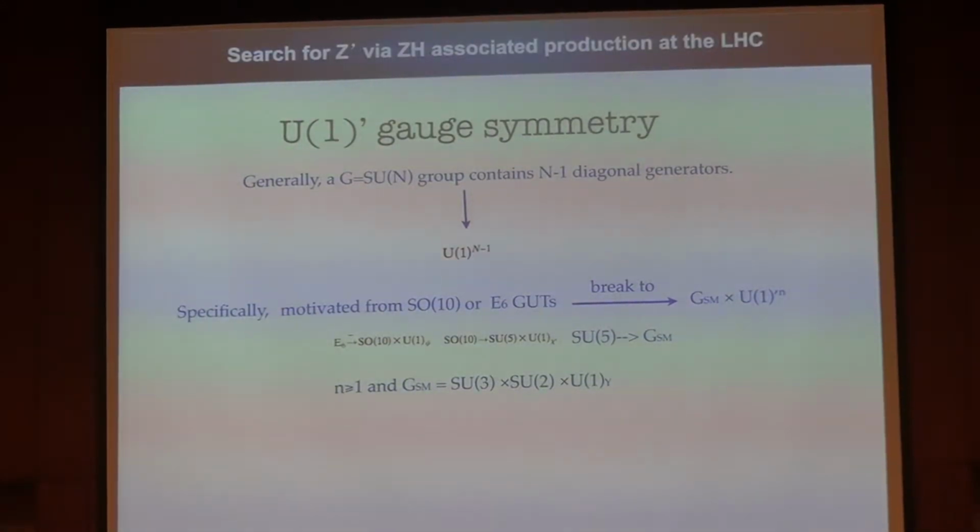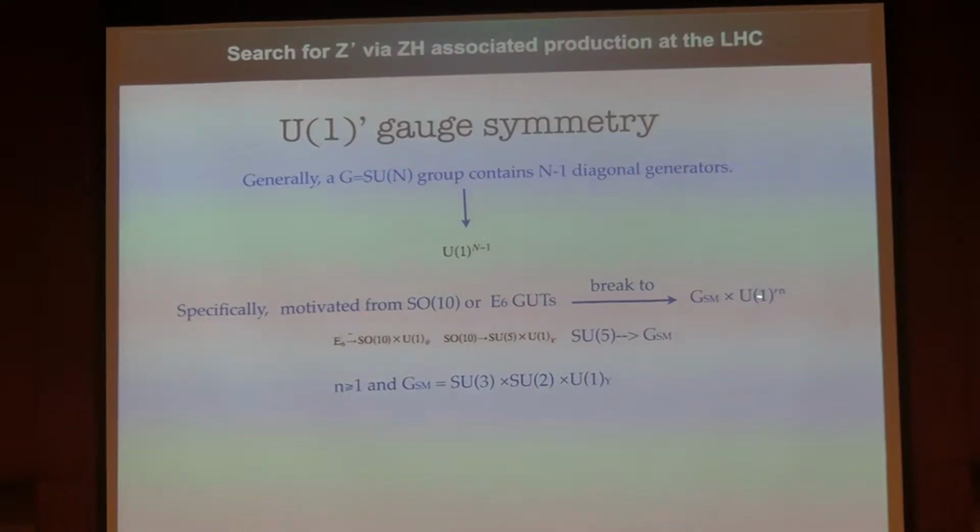For example, if we consider the E6 group, it can be decomposed into SO10 times U1 symmetry, and SO10 can be further decomposed into SU5 and additional U1 symmetries. Here the SU5 can be written as the Standard Model group, which equals SU3 times SU2 times U1Y. Here, if we consider the additional U1 prime symmetries with n greater than 1, then these additional Z primes will be produced.